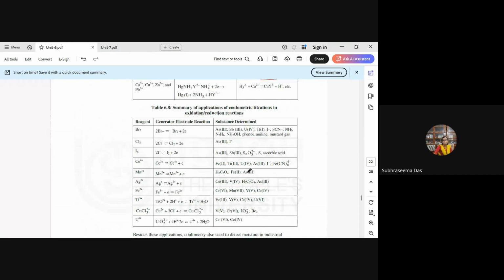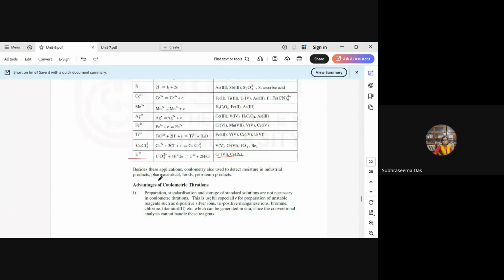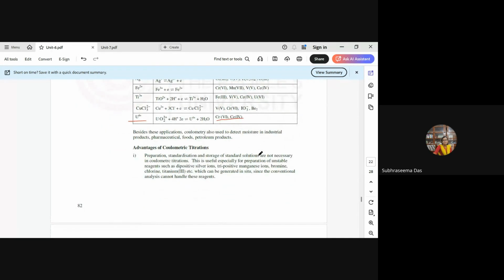In Table 6.8, we see the summary of applications of coulometric titrations in oxidation reduction reactions. So the reagent is bromine. This is the general electrode reaction, and the substances that can be determined are phenol, aniline, mustard gas and others. If the reagent is U4+, then the substances that can be determined are chromium(VI) and cerium(IV). Besides these applications, coulometry is also used to detect moisture in industrial products, pharmaceuticals, food, petroleum products and others.